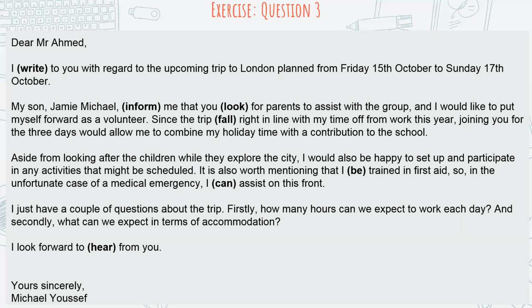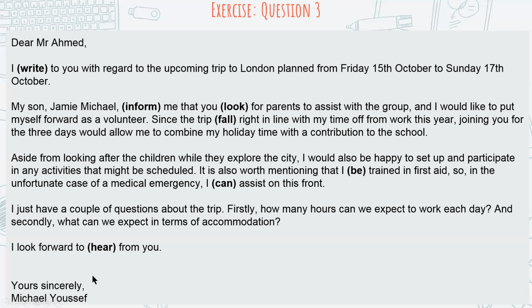I just have a couple of questions about the trip. Firstly, how many hours can we expect to work each day? And secondly, what can we expect in terms of accommodation? I look forward to hearing from you, because "to" is a preposition here. It's not part of the infinitive, like to go, to eat, to run, to sleep. No, "to" here is a preposition, so the following should be a noun. So "hearing", not "hear". Okay. Then I'm using "Yours sincerely, Michael Yusuf."